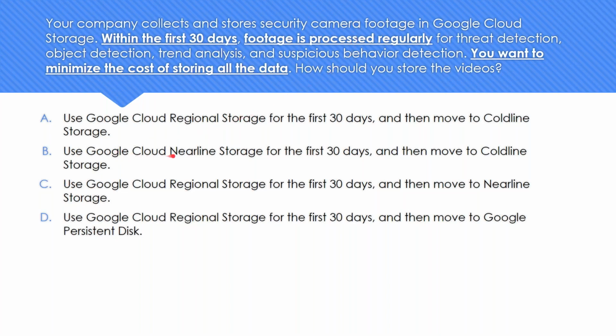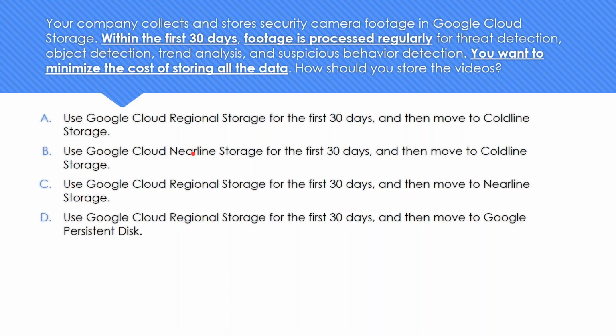Use Google Cloud Nearline storage for the first 30 days. If I keep this as the storage class, every time I retrieve, there's a retrieval cost. So it's going to be really expensive here. I'm going to retrieve it multiple times throughout 30 days, and it's going to incur cost every time. So it's an expensive solution, and they very clearly mentioned they want to minimize the cost. So option B gets ruled out.